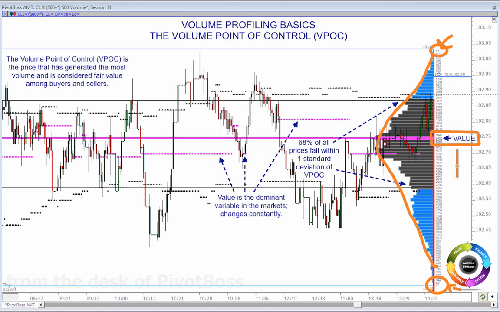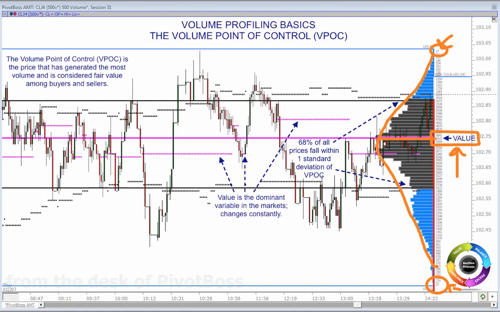So this is value. Since it has the highest number of contracts or shares traded at that level, that means that the most buyers and sellers liked price at that level, and that's where fair facilitation of trade occurred, because that's where everyone wanted it. So as traders, our number one goal: identify value in the charts. Your first goal is to look to see where value is. Value is this line right here.